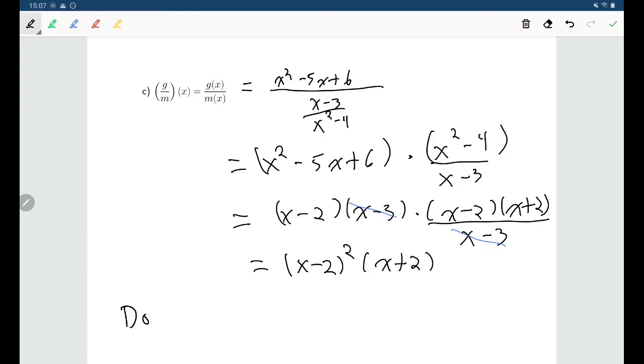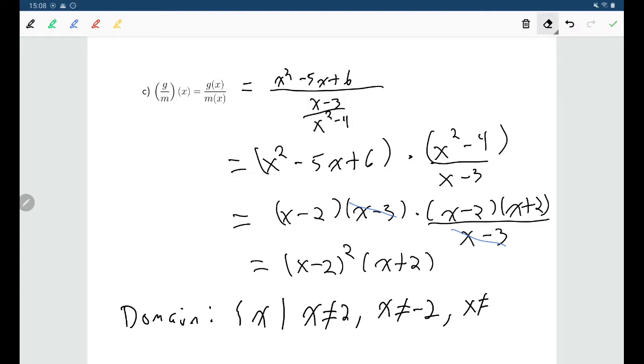So, for our domain, we can say that x cannot be 2, and x cannot be negative 2, and that's because those would both make m undefined, so you would have g divided by something that's undefined. Not good. And the other value that we have to exclude is the value of 3.